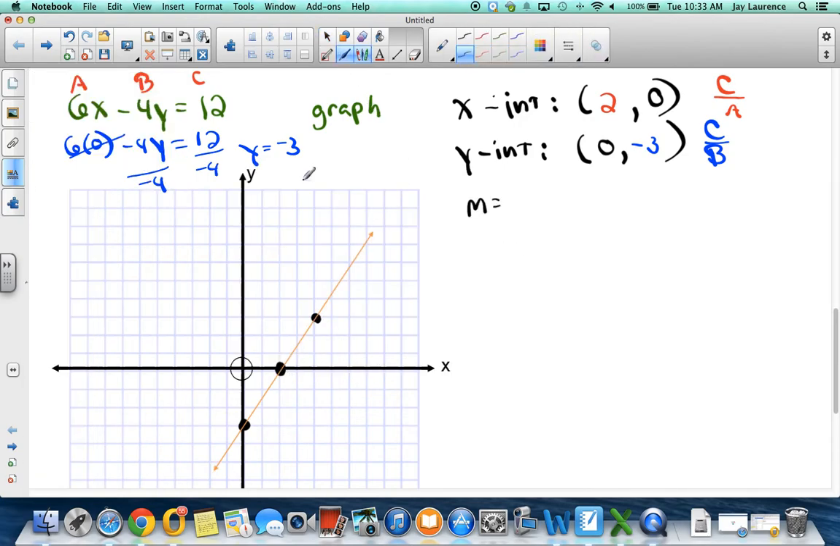And you saw my slope was a rise of 3 and a run of 2. So therefore, my slope is 3 over 2. But if you remember, the shortcut formula is the negative of a over b. Well, a is negative 6, b is negative 4, and that simplifies to 3 over 2. And see, I got the same answer.